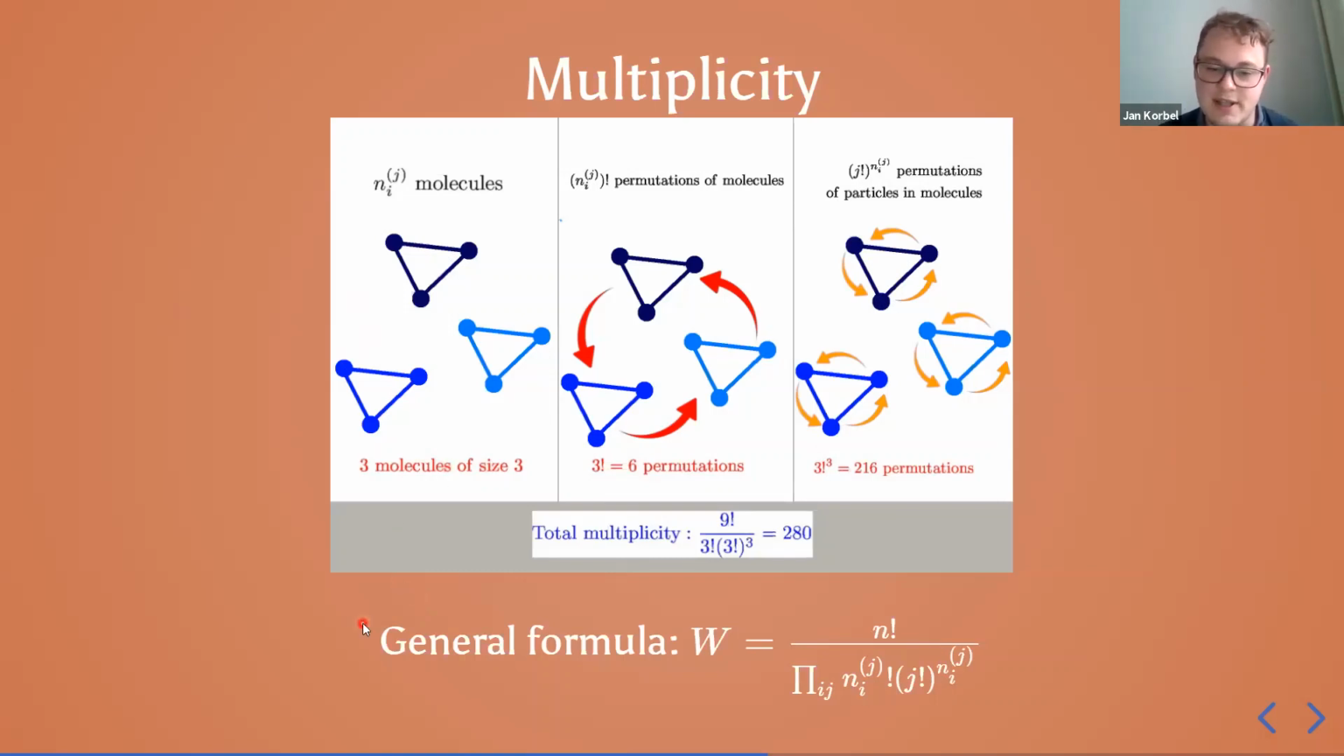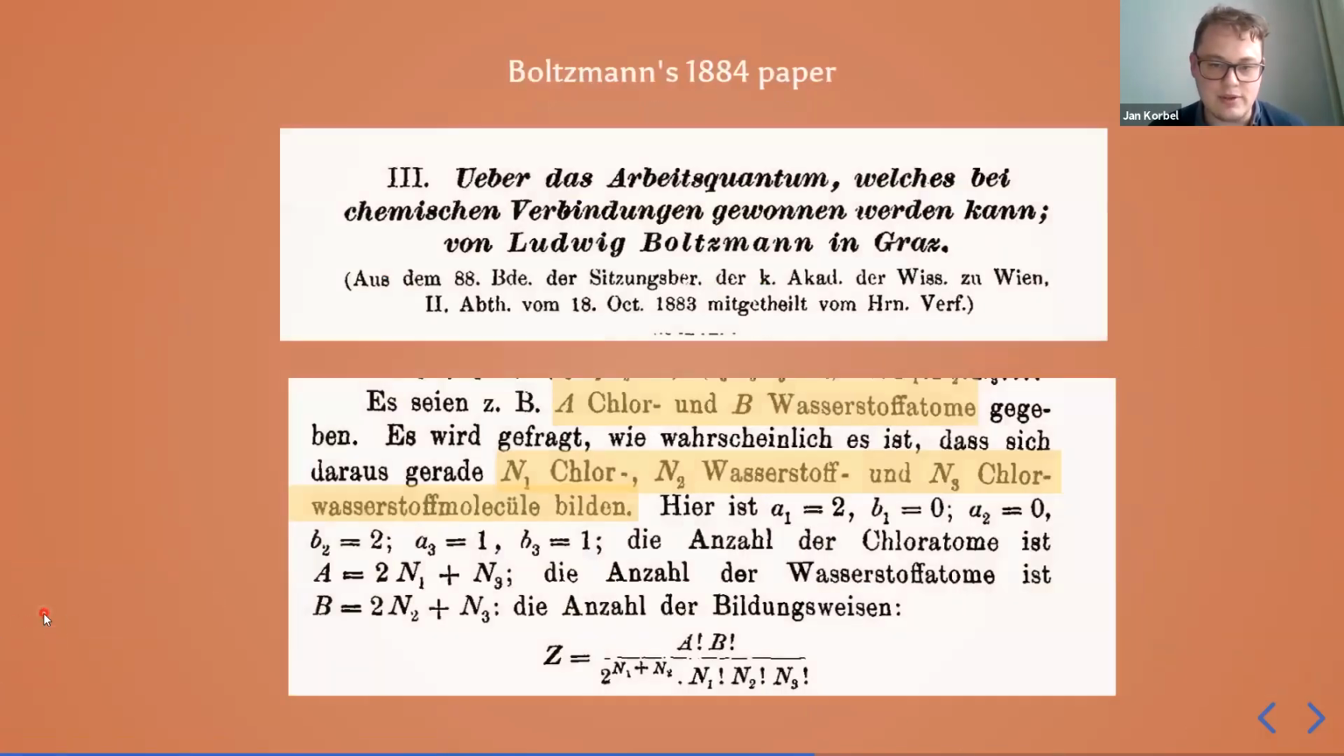So the total multiplicity is given by this number, where you do all the permutations, but then these permutations that I showed are not the permutations that contribute to a new state, so to say. And then you can derive the general formula, which is this one. Complicated, but you can do this.